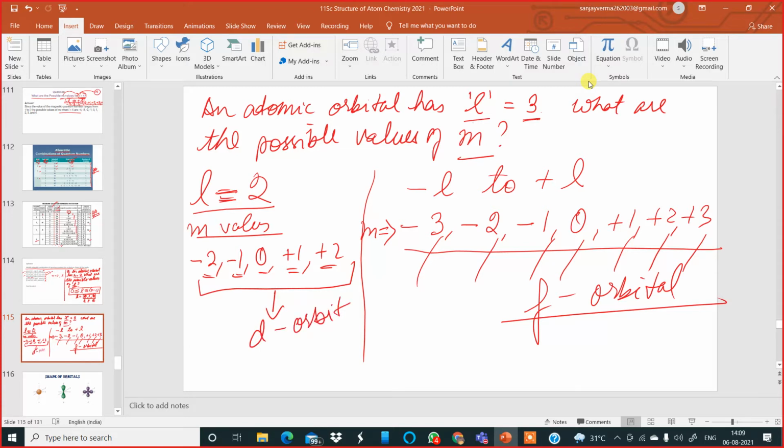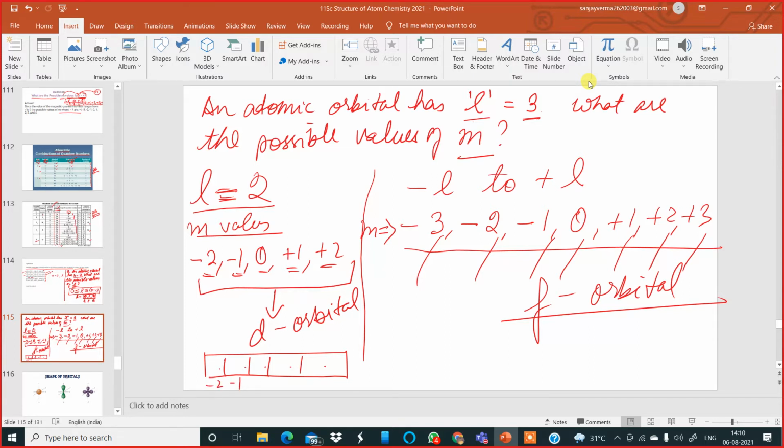Because I told you this subshell has how many orbitals? 5. 1, 2, 3, 4, 5. This can be minus 2. These are the magnetic quantum number values, assigned to the electrons present in each orbital.